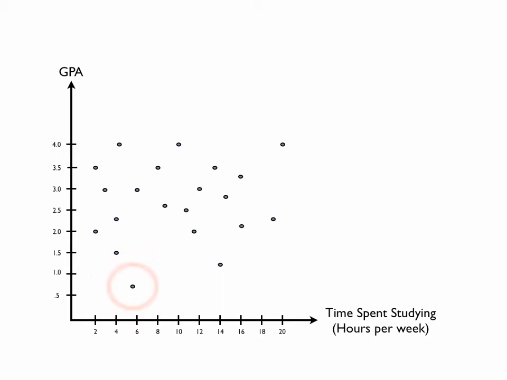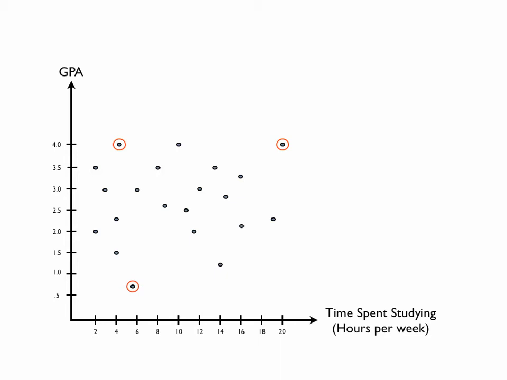So for example, this student down here studies just a little fewer than 6 hours a week, and it looks like they have about a 0.75 GPA. This student up here studies fewer hours, it looks like just over 4 hours a week, and they have a 4.0. And this student over here spends about 20 hours a week, maybe a little more, and they too have a 4.0.